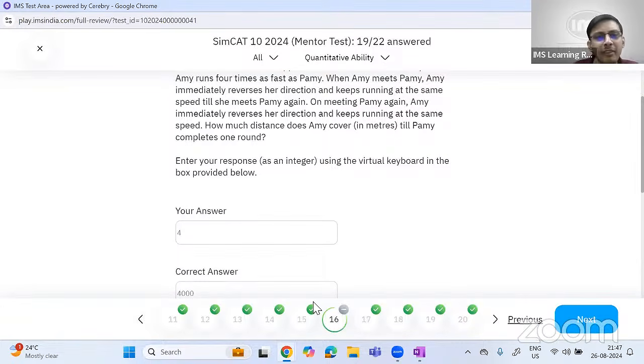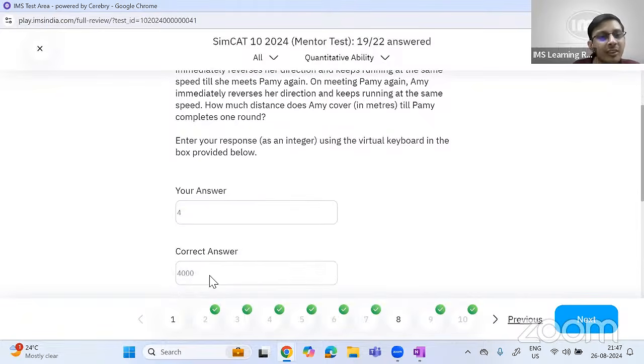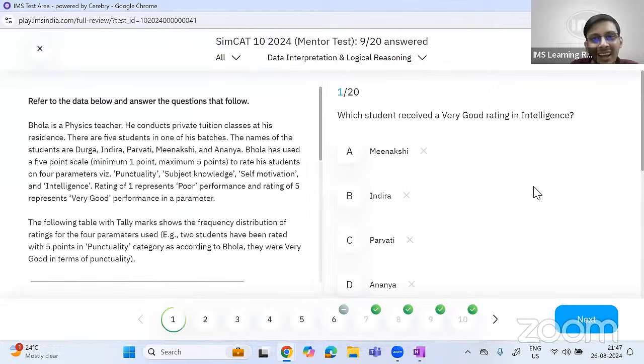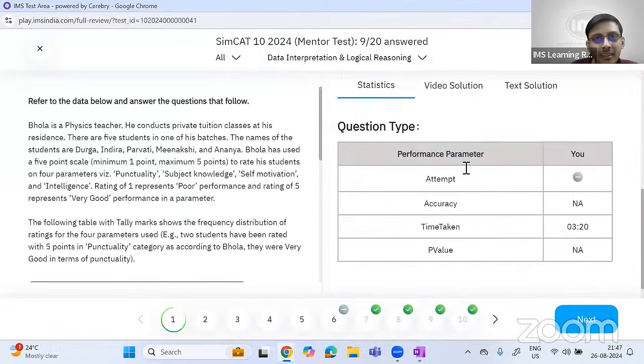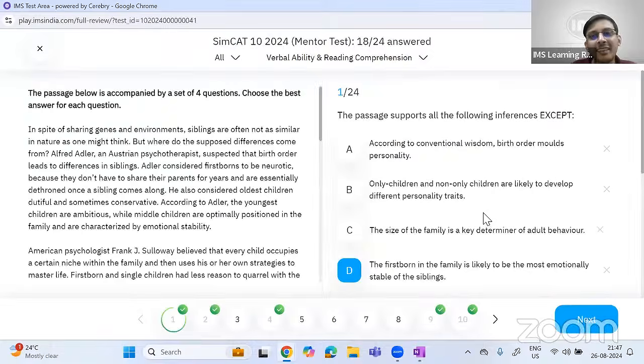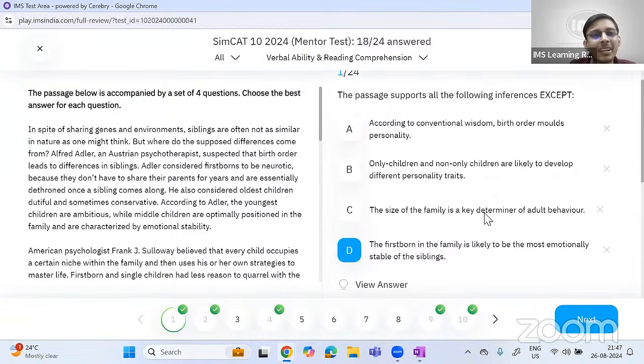So I'm very happy with my quant performance because overall I just got one question wrong, and even the wrong part was just because I didn't read the last part of the question properly. DILR, again, I know I could have done better. VRC, I'm a bit rusty. I'll have to spend some time, brush up on it, maybe get some more practice.